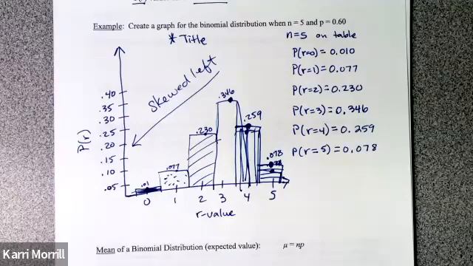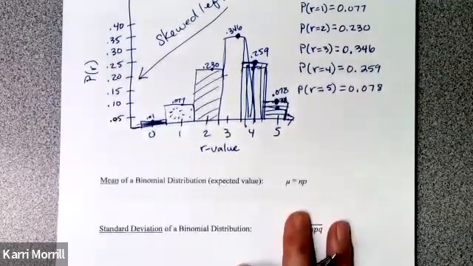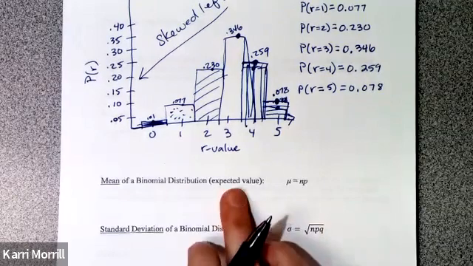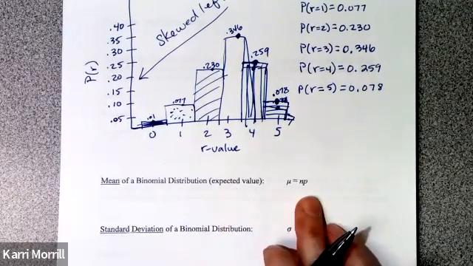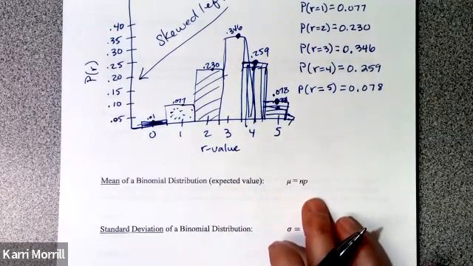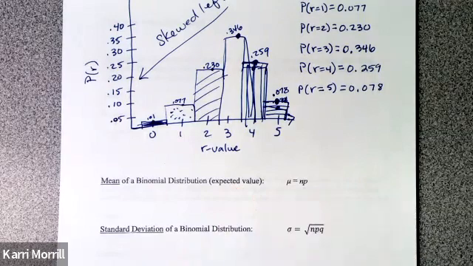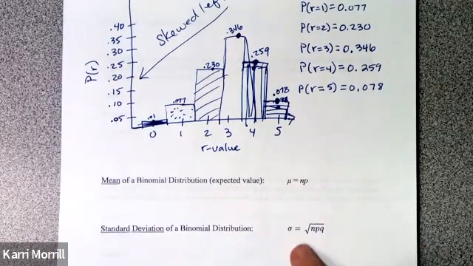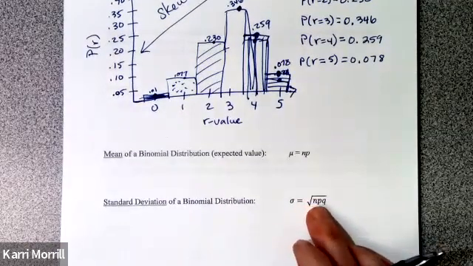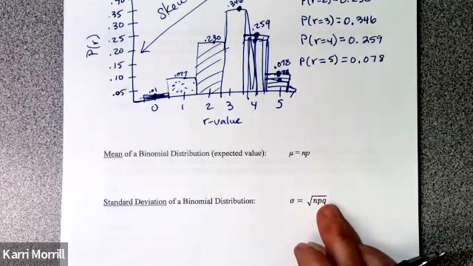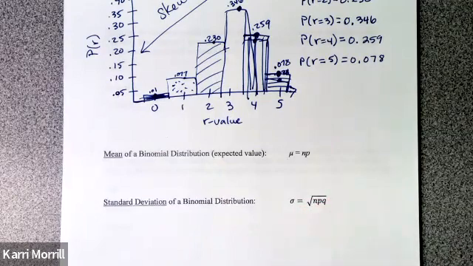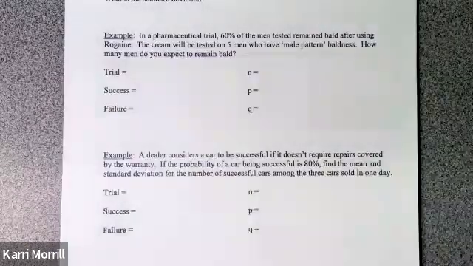So the mean of a binomial distribution is going to be its expected value. We're going to find that by taking our n times p, so however many there were times the probability of success. Our standard deviation, we're going to take the square root of n times p times q, so however many there were, times the successes, times the failures. So let's see what that looks like when we do it on the next page.